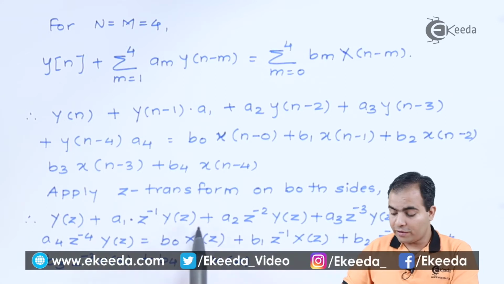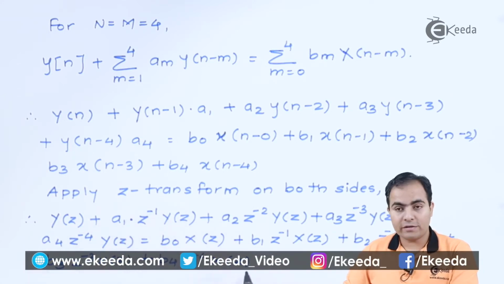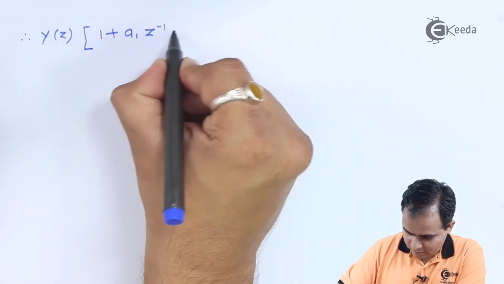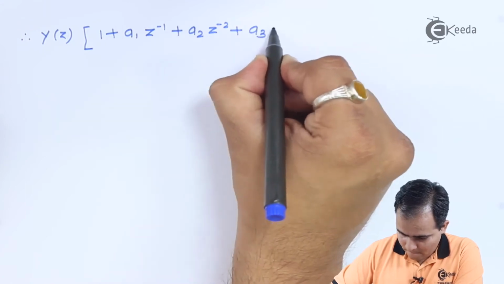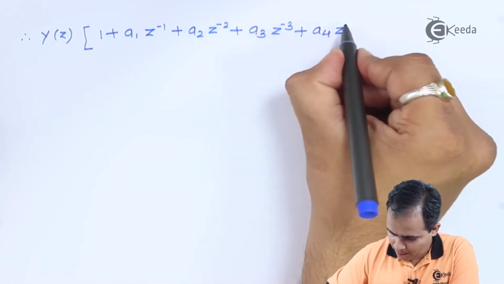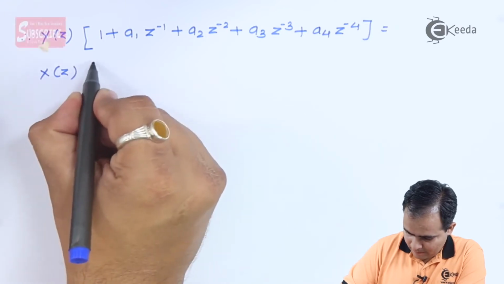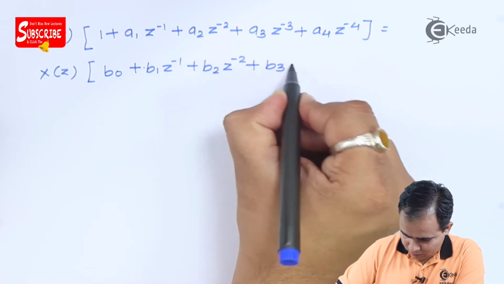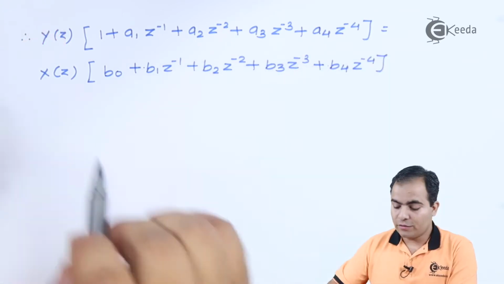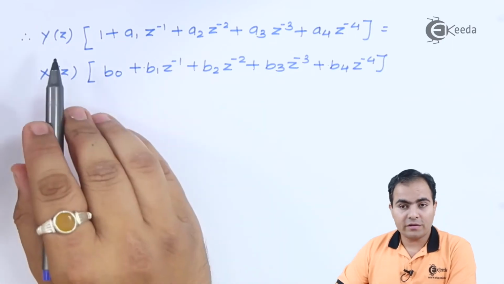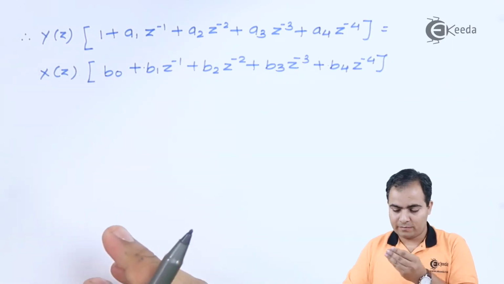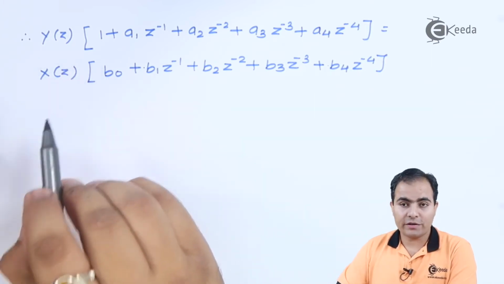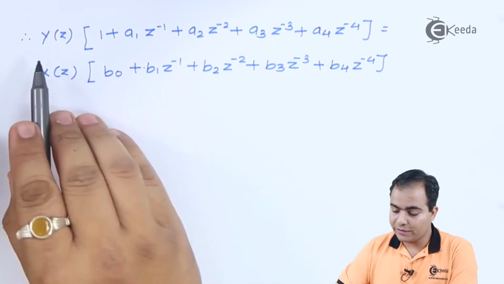Now I'm going to take Y of z common from the left side and X of z common from the right side. So now look here, I have taken Y of z and X of z common from the left hand side and right hand side respectively. So I have got this equation.